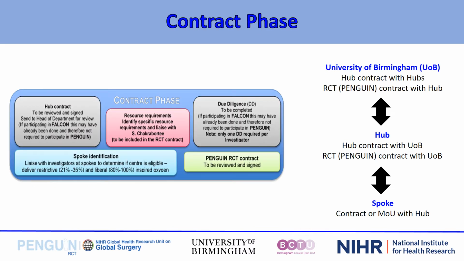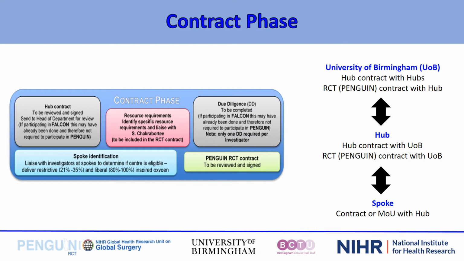The contract phase. The contract phase involves several processes and is dependent on whether the centre is a hub or a spoke. Contracts have to be in place between the University of Birmingham and the hub and the spoke before recruitment can begin. This will outline what is provided to assist with undertaking the trial, for example, resource requirements, data protection issues and trial finance.